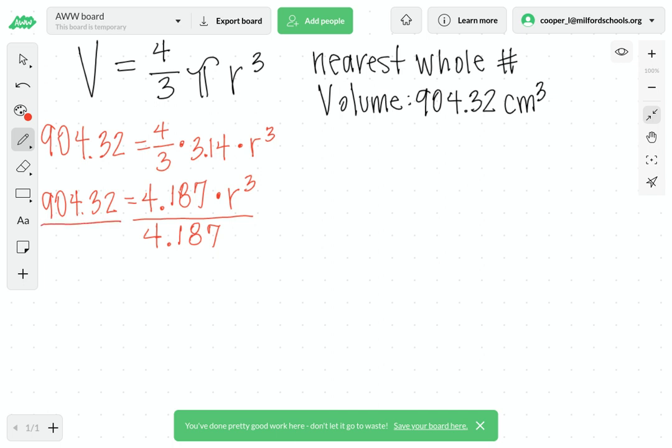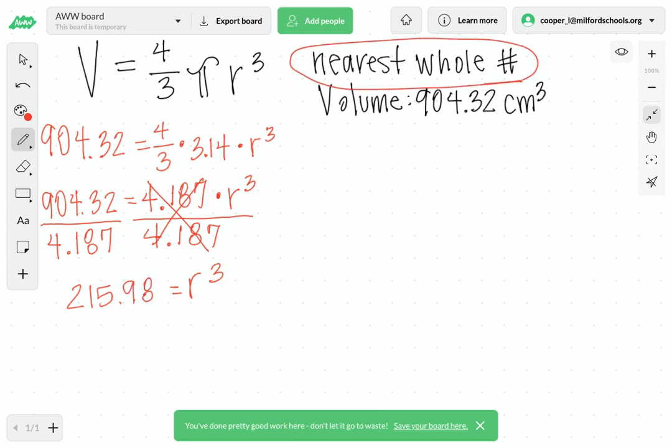So you get something like 4.186666. They want you to round that to a 7. And then we do this. So we're just solving for r, just like we've solved equations before. So now we have r cubed equals, and you're going to get about 215.98. But again, we want to round to the nearest whole number. So we're going to put 216 equals r cubed.